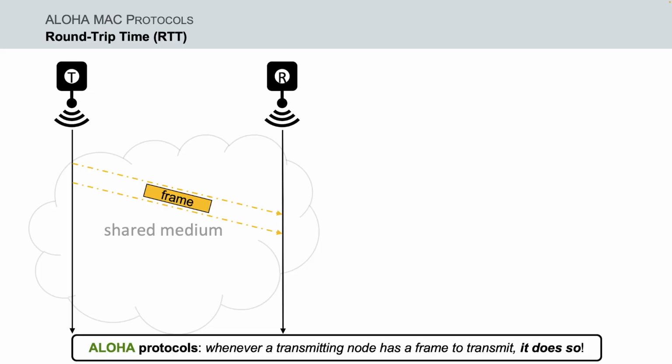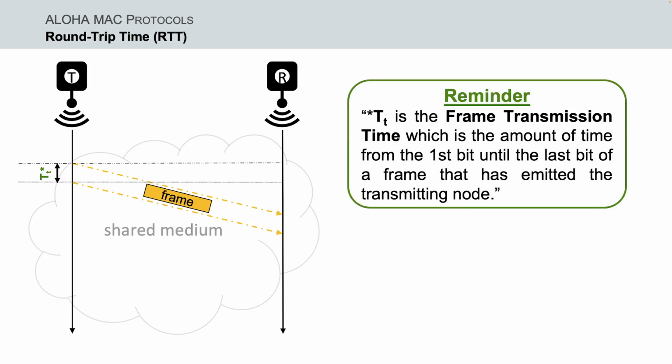In our previous video you have seen the operation of ALOHA protocols, where whenever a transmitting node has a frame to transmit, it simply does so without following any other rule. Note that the TT here is the frame transmission or emission time, which is the amount of time from the first bit until the last bit of a frame that has been emitted by the transmitting node.